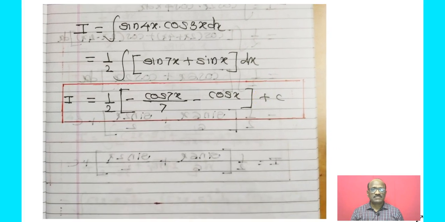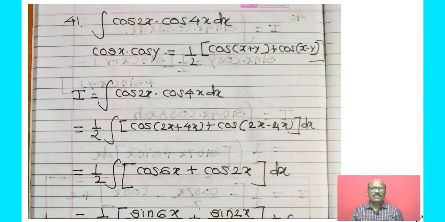Now next problem is the integral of cos of 2x into cos of 4x dx. Again the formula is cos x into cos y is equal to 1 upon 2 times (cos of (x plus y) plus cos of (x minus y)). Apply this formula. I is equal to the integral of cos of 2x into cos of 4x dx is equal to 1 upon 2.